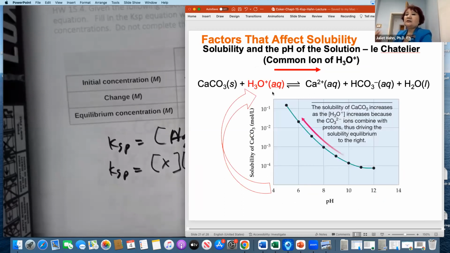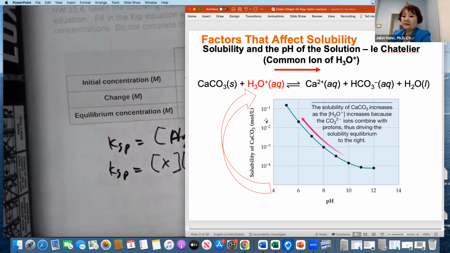So this is the pH effect on Le Chatelier's principle. Calcium carbonate dissociates when you add acidic water to it, and then you generate the calcium ion and the bicarbonate ion. So the water is actually involved in this equilibrium.